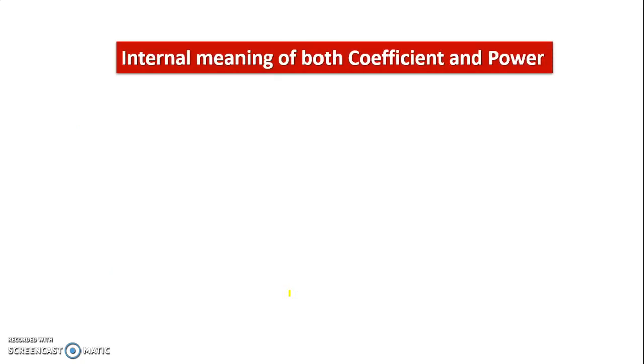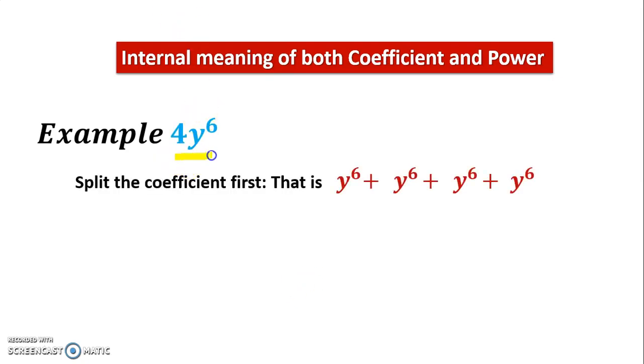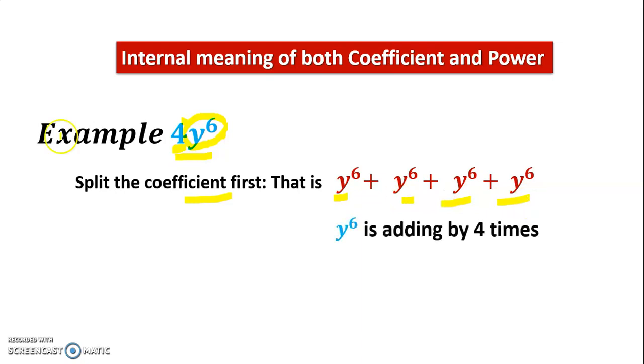Okay students, next, the internal meaning of both coefficient and power. Look here once, 4 into y power 6. 4 into y power 6 is y power 6 added 4 times. I am explaining the coefficient now. Split the coefficient first, that is y power 6 added 4 times, that is 1, 2, 3 and 4. So internally y power 6 is added 4 times here.